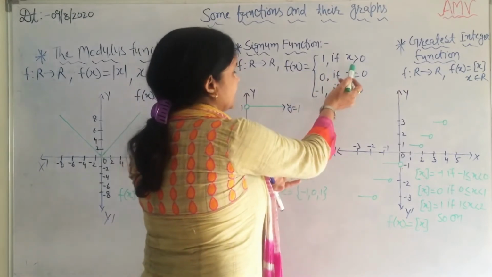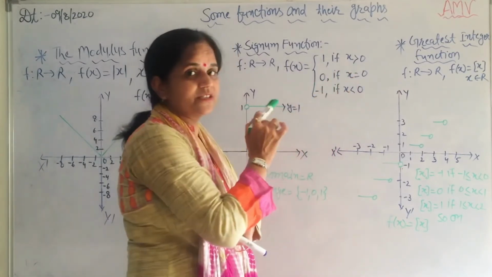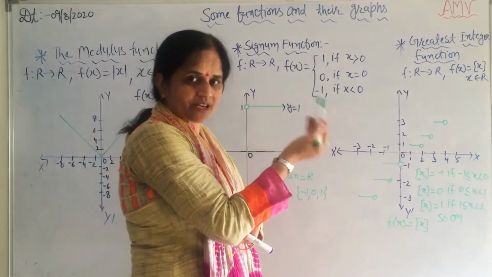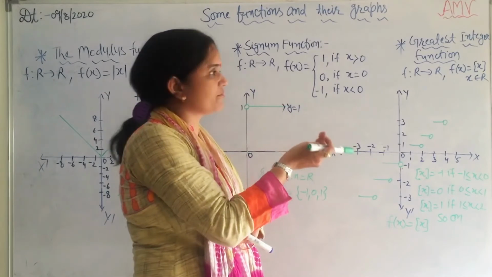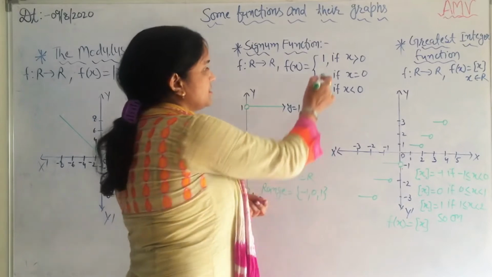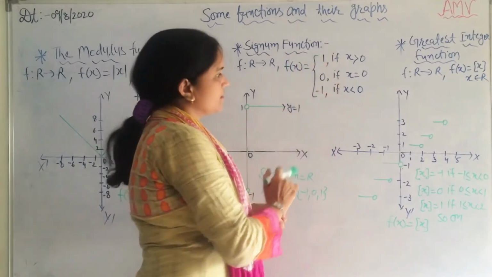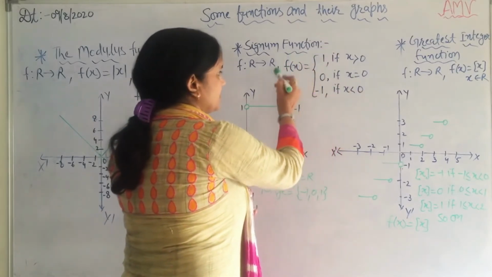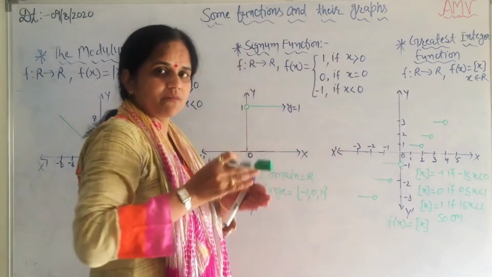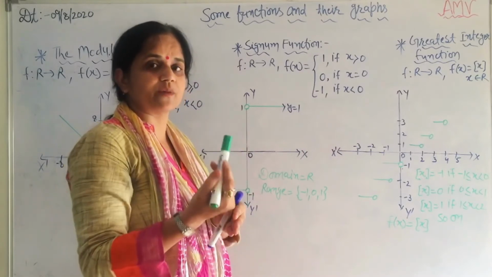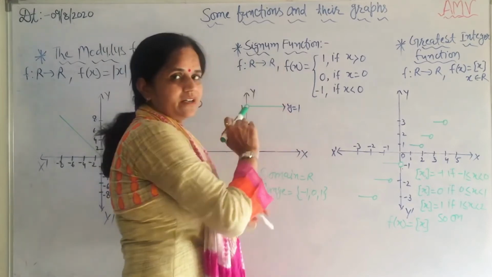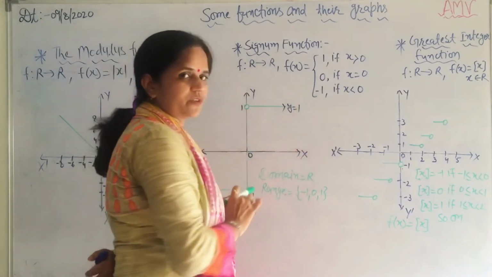It means that if you are taking x greater than 0, any positive values, 1, 2, 3 or fractional values, okay, 3/2, 5/4, any values greater than 0, the image of all values is 1 only. Okay, when x is equal to 0, the image is 0. And for x less than 0, meaning -1, -2, -3/2, -5/4, any negative value of a real number, the image is -1 only.